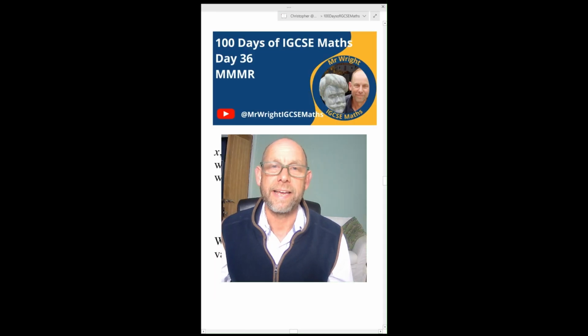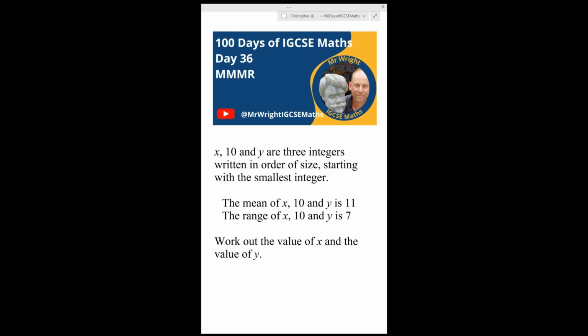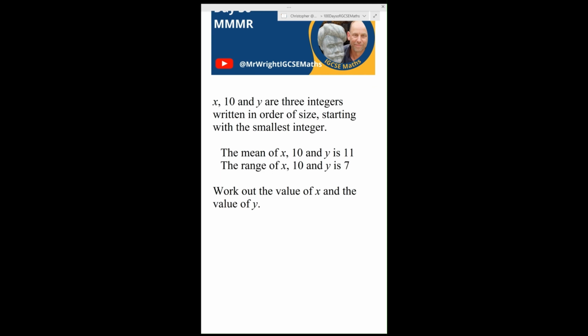It's day 36 of 100 days of Maths IGCSE Exam Questions. Now's your chance to pause if you're going to do the question before me. Okay, I've got 3 whole numbers: something, 10, and something else. The mean of the 3 numbers is 11, so I know their total is 3 times 11, 33. And I know the range is 7, so the difference between those two numbers is 7.